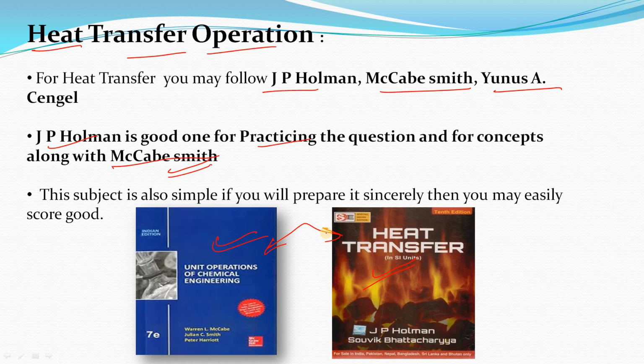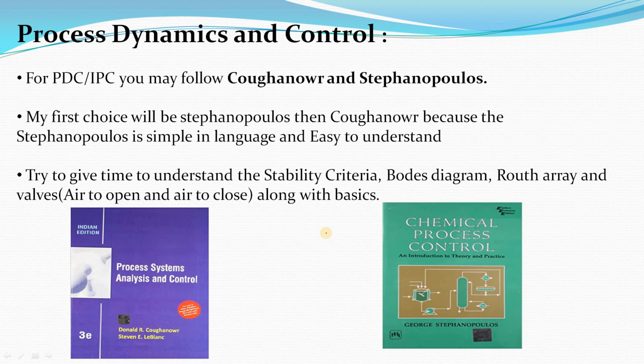What will happen is that your clarity will be enhanced after it. Now, process dynamics and control in GATE 2021 had lots of questions from this subject. For PDC and IPC, there are two books you will mainly see in the market. The first one is Coughanowr and the second one is Stephanopoulos.